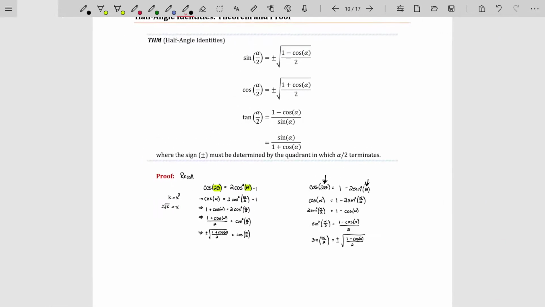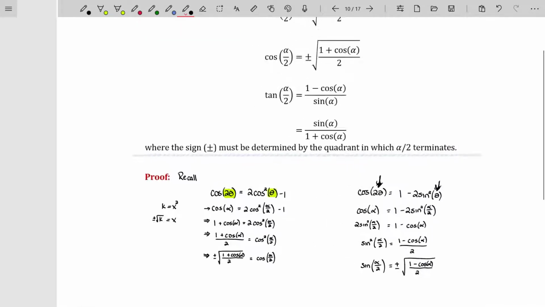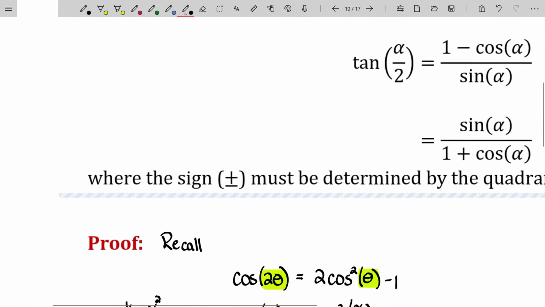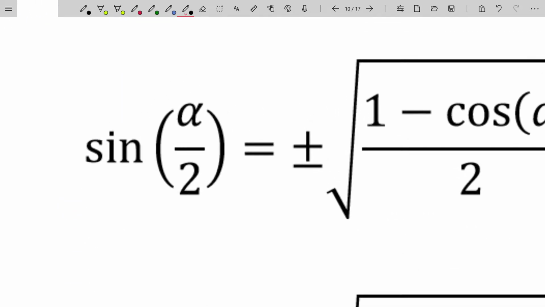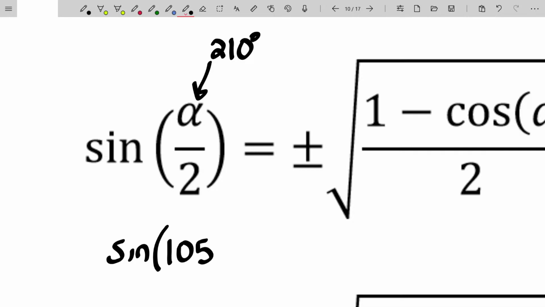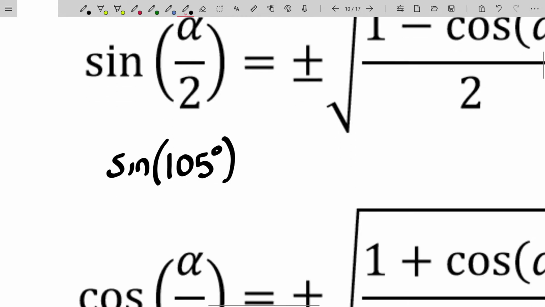So those are the proofs of the half angle formulas for the sine and the cosine. Now let's talk a little bit about the plus or minus signs. So if I give you an angle, let's say alpha itself was, let's just pretend it was 210 degrees. Okay. Well, half of 210 is 105, right? So if alpha is 210, we're actually looking at the sine of 105 degrees when we're looking at the half angle, or half of 210. And 105 is in quadrant 2. And I know, therefore, that sine would be positive.